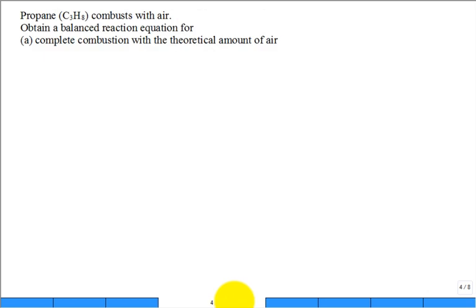Let's solve this problem. We have propane, it's C3H8, and it combusts with air. That's key, telling you where you get the oxygen from. It's coming from air. Obtain a balanced reaction equation for complete combustion with theoretical amount of air. So the complete combustion is pretty easy. All of it's going to get broken up. There's not going to be any propane left in the products. It's all going to go away.